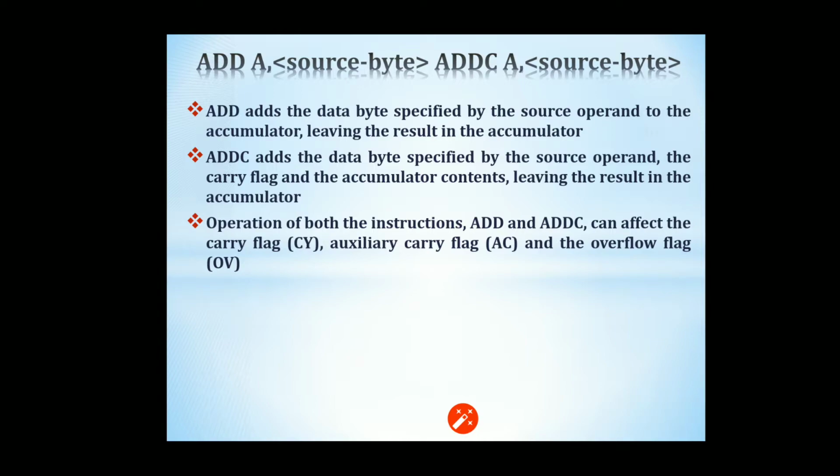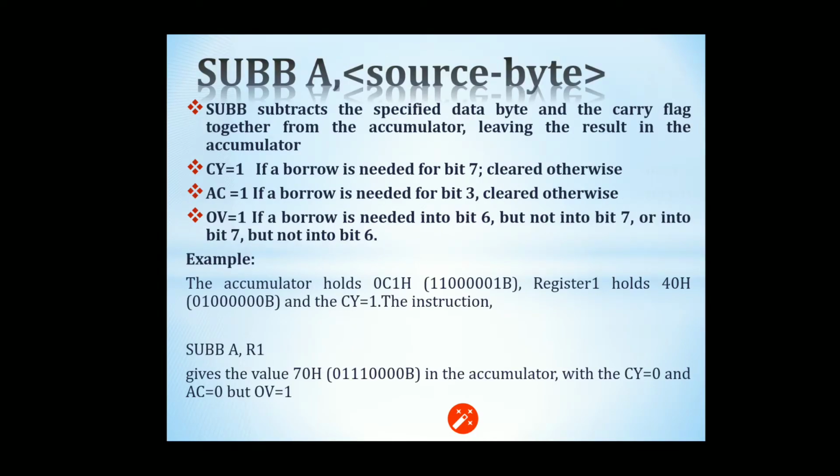The operation of both the instructions ADD and ADDC can affect the carry flag, auxiliary carry flag and the overflow flag. Next instruction is SUBB A, source byte. The SUBB subtracts the specified data byte and the carry flag together from the accumulator, leaving the result in the accumulator. The flags affected in these instructions are carry flag, auxiliary carry flag, and overflow flag.